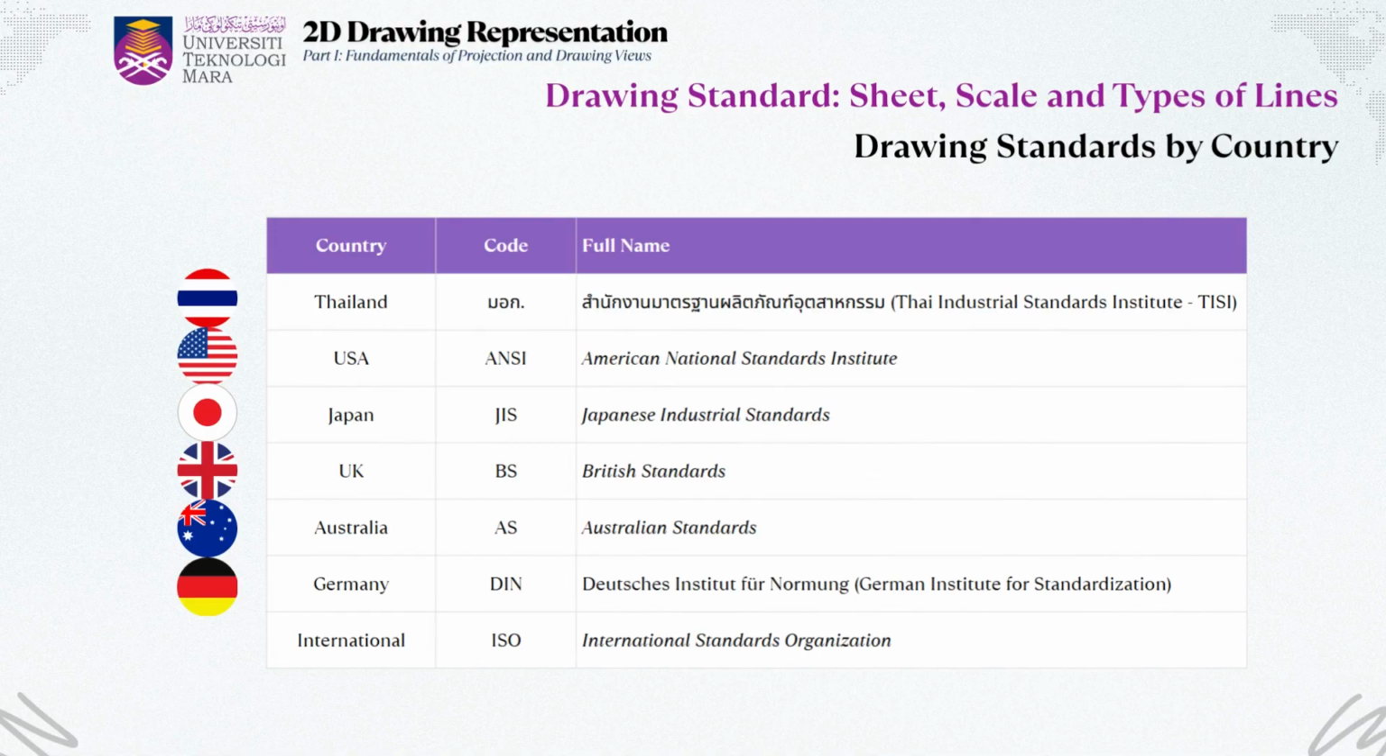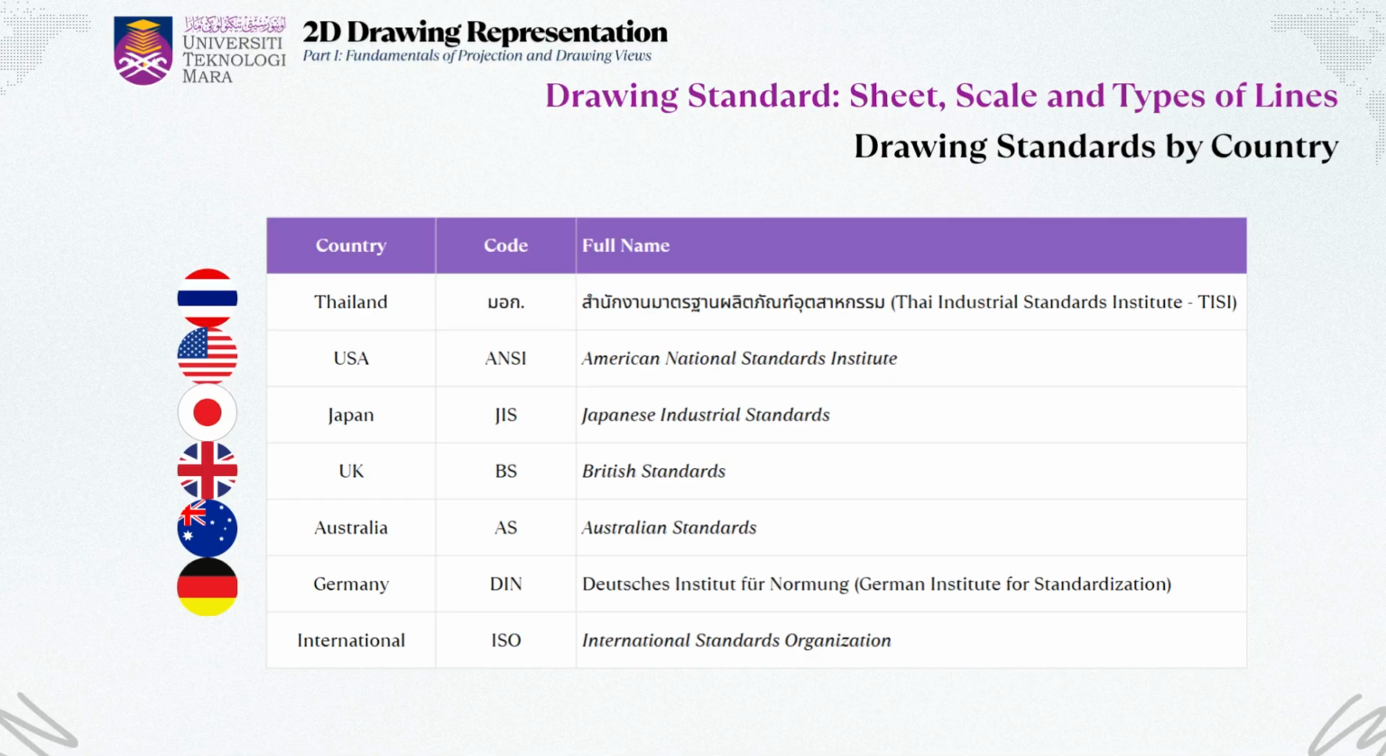Each country often has its own organization that sets the rules and guidelines for engineering drawings, such as paper sizes, dimensioning styles, line types, and symbols. These standards help ensure consistency, clarity, and accuracy in communication between designers, engineers, and manufacturers. For example, in the USA, the standard used is ANSI, which stands for the American National Standards Institute.